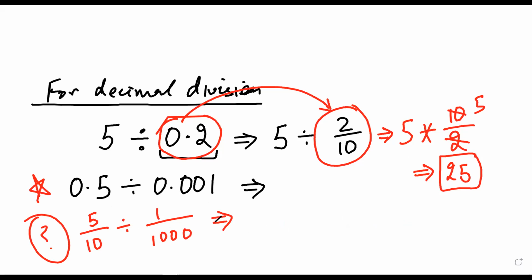What should I do next? You should do 5 by 10 into 1000 upon 1. This is the easiest way in which you can solve these questions.